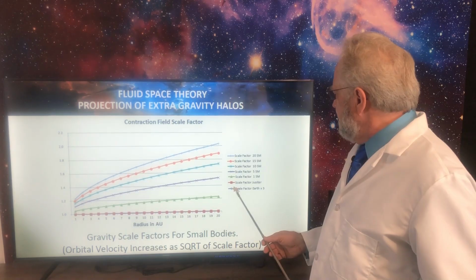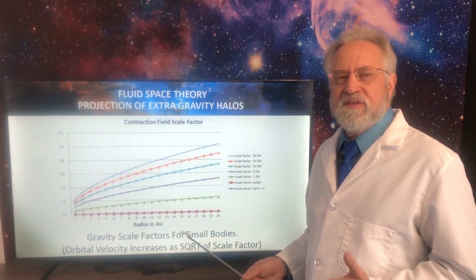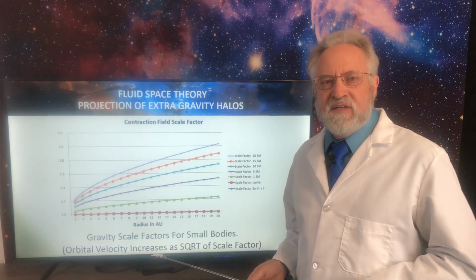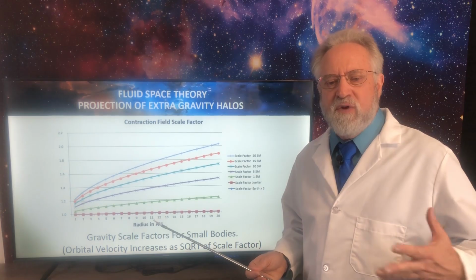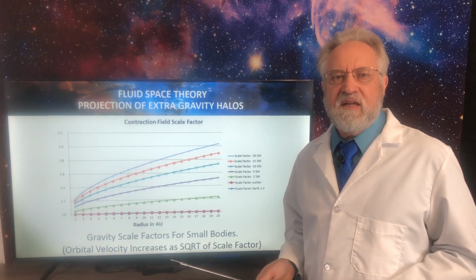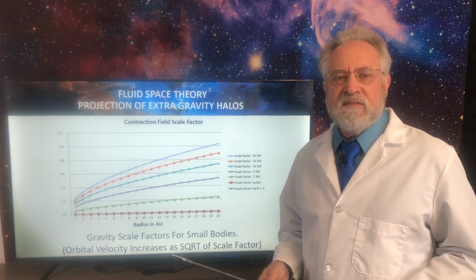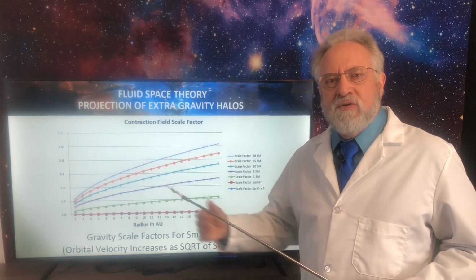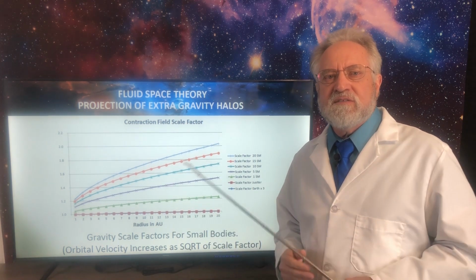I started calculating the scale factor for small bodies like the Earth or Jupiter. Actually, I tried to calculate the scale factor for a hydrogen atom because I wanted to see what the contraction field of a hydrogen cloud would look like. Well, it turns out when I tried to calculate the scale factor, the number blew up because there's no point at which the two lines cross.